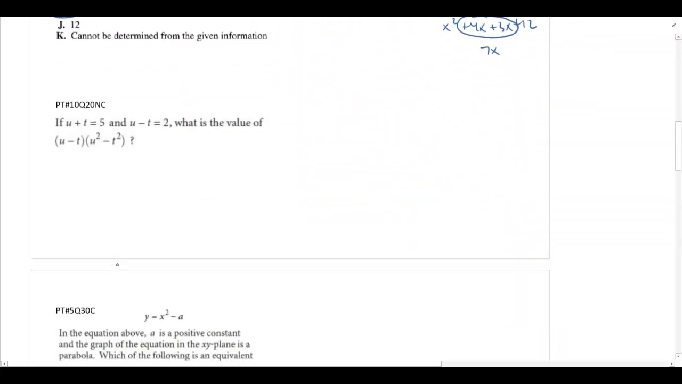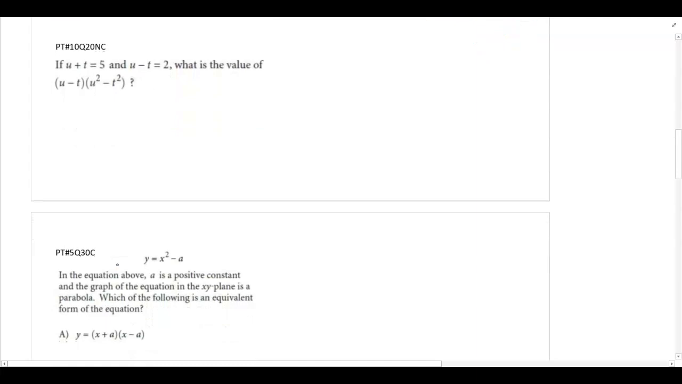Okay. Now the next one. It seems like after looking at all the tests, a difference of 2 squares is very common in SAT. Now, they're saying if u plus t equals 5, u minus t equals 2, what is the value of this expression? This is a gridded response and no calculator.